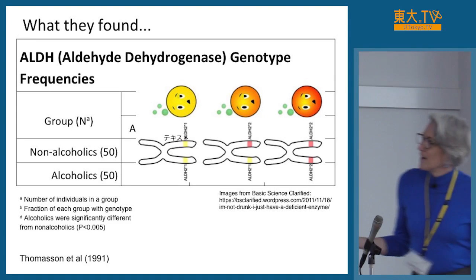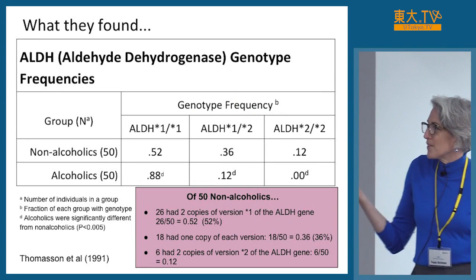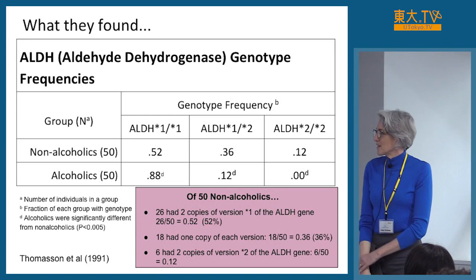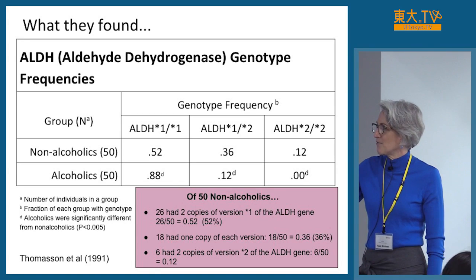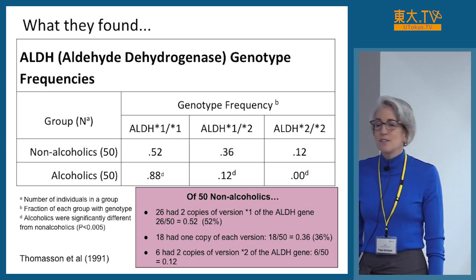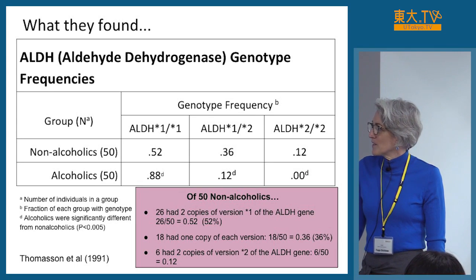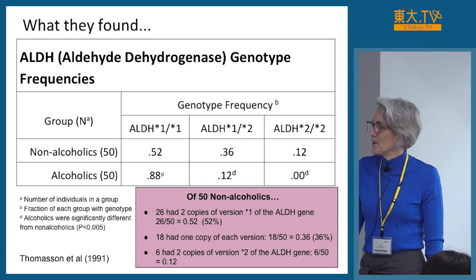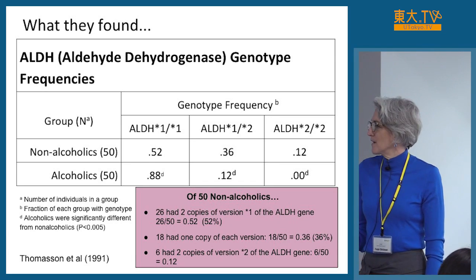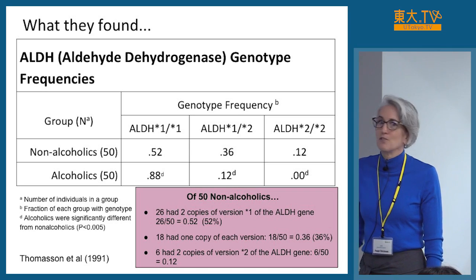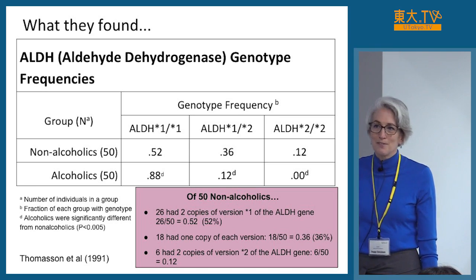And then I further describe that they put these as numbers, and the numbers are pretty easy to understand. In each case, they had 50 men, 50 non-alcoholics and 50 alcoholics. And so they looked within these men and asked, how many of them had 2 of the number 1s? That was 26. So 26 divided by 50 is 52%. So they just wrote it as 0.52 in the graph.